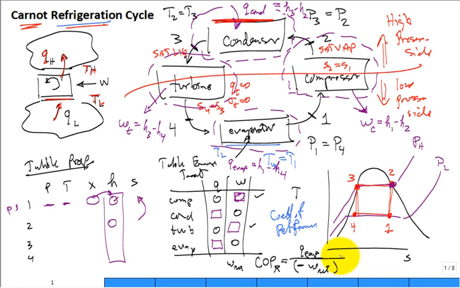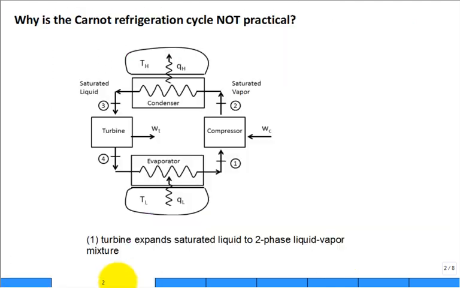Is this a power consuming cycle or a power producing cycle? It's consuming. Yeah. I need to supply energy in the form of work to it or power to it to make it run. All right. Okay, well, there's a lot to cover in that cycle.